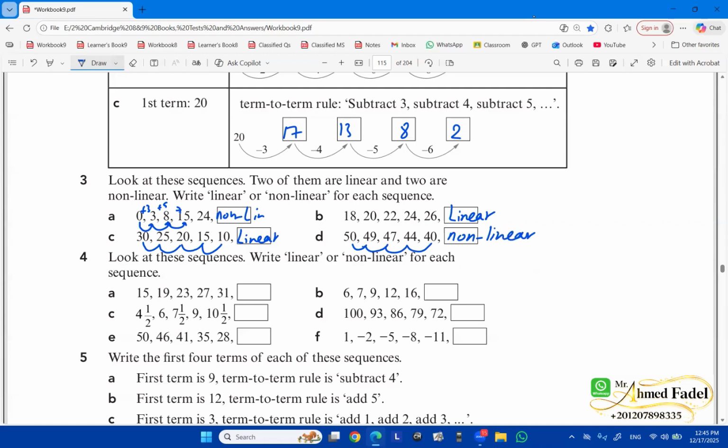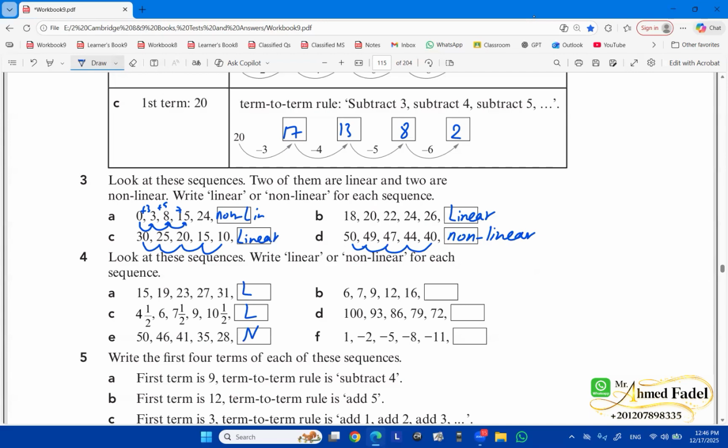All right, question 4, look at these sequences and write also linear or nonlinear. Again, following the same technique exactly. If the same thing is happening every time, then it is linear. If it is a different thing that is happening every term, then it is nonlinear. Here we added a 4, then added a 4, added a 4, added a 4, so it is linear. The next one, I added 1.5, then 1.5, then 1.5, so it is linear.